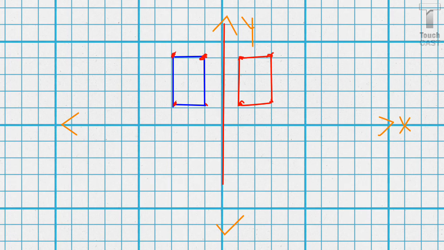Say instead of the y-axis, we have the x-axis, and we need to reflect it across the x-axis. So what we'll do is we'll take this coordinate point and flip it, this coordinate point, flip it, this coordinate point and flip it, and the last coordinate point, flip it. We should see a reflection going across the x-axis.